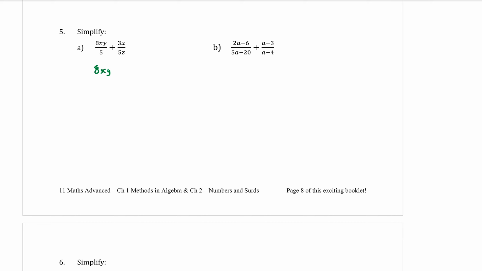8xy over 5. We're going to kiss that divide and turn it into a times. Kisses, like when you do hugs and kisses at the end of your letter. Kiss. And then we flip the second fraction, 5z over 3x. Again, make sure your z's don't look like a 2. Very easy, common mistake to not read your own handwriting right.